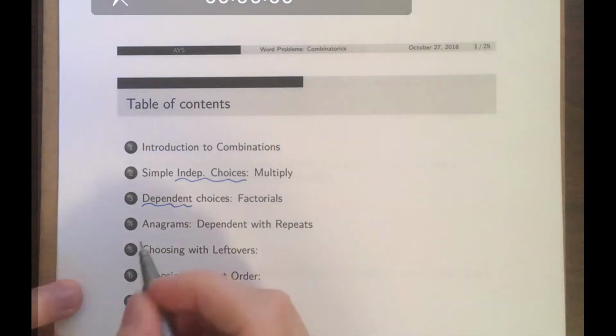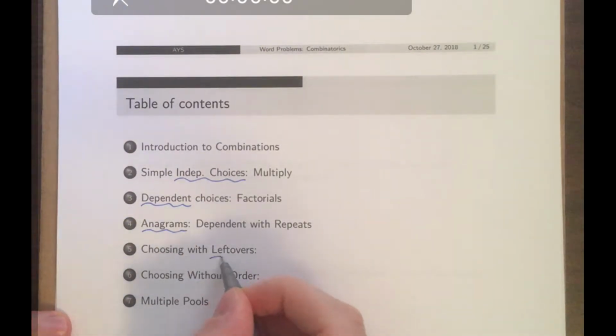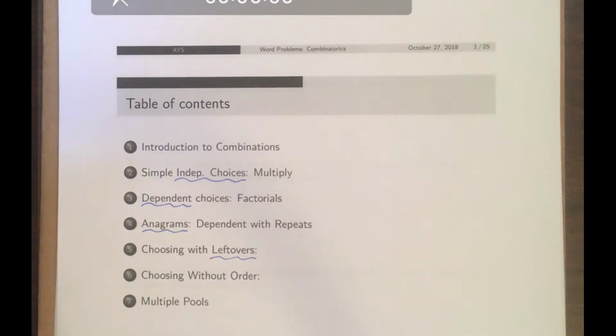We'll talk about anagrams. That's when you have letters of a word and you want to jumble them up. We'll talk about choosing with leftovers. So for example, you might have 10 students and only 3 chairs, so you're going to have 7 leftovers. And we'll talk about cases where the order of the choices doesn't really matter. So instead of putting students into chairs, maybe you're putting students into a committee. And it doesn't really matter if you're the first person in the committee or the last person in the committee. All that matters is if you're in the committee or out of the committee.